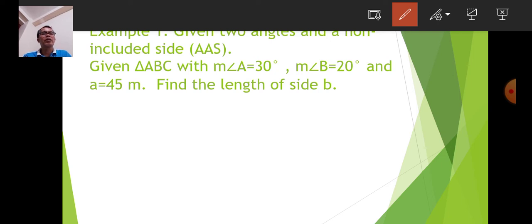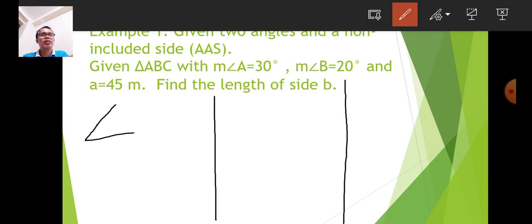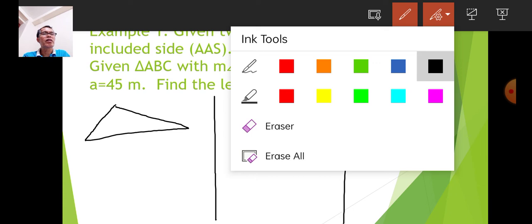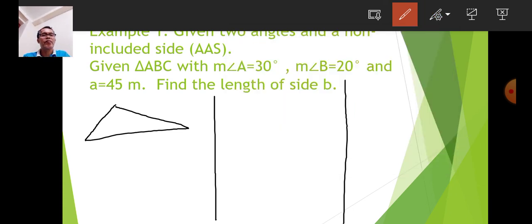So we are going to divide this into 3. Okay. So we are going to draw the triangle. So if this is the triangle, and this is B, so this is angle B, this is angle C, and this is angle A.